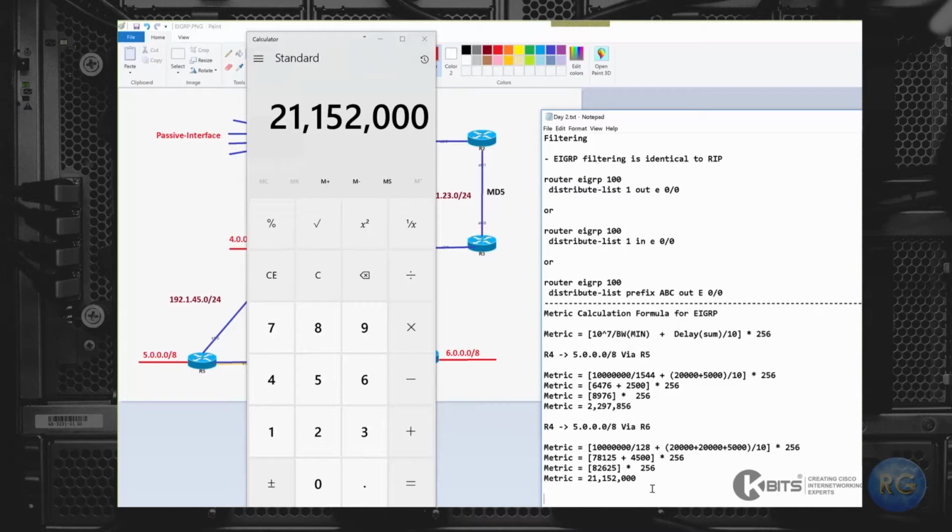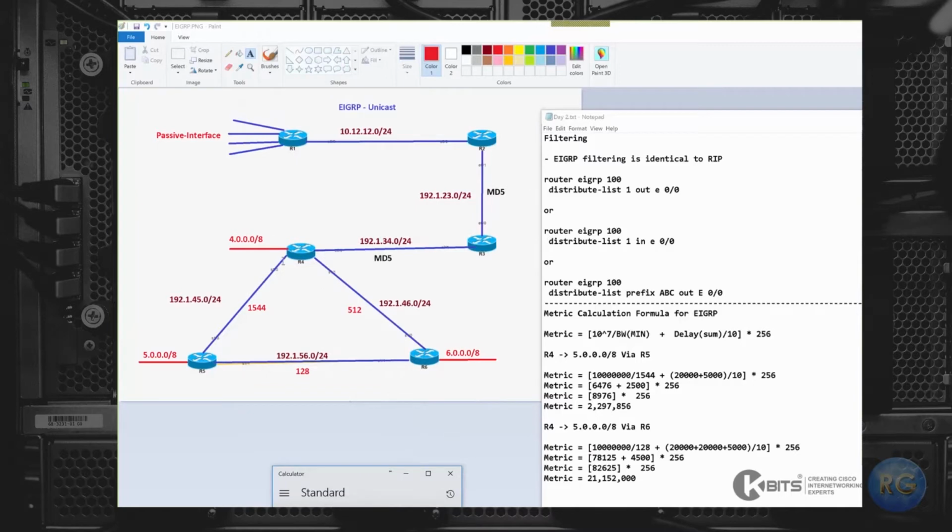Now the one that I want you guys to take a look at is more realistic from the perspective of EIGRP picking the best path. See, from R4 to R5, even RIP would have taken the direct path, which I'm taking over here. Why? Because of the hop count. But take a look at the metric calculation from 5 towards 6.